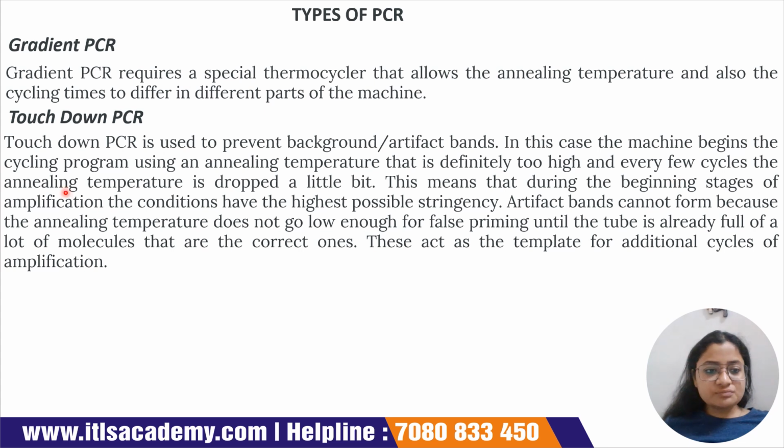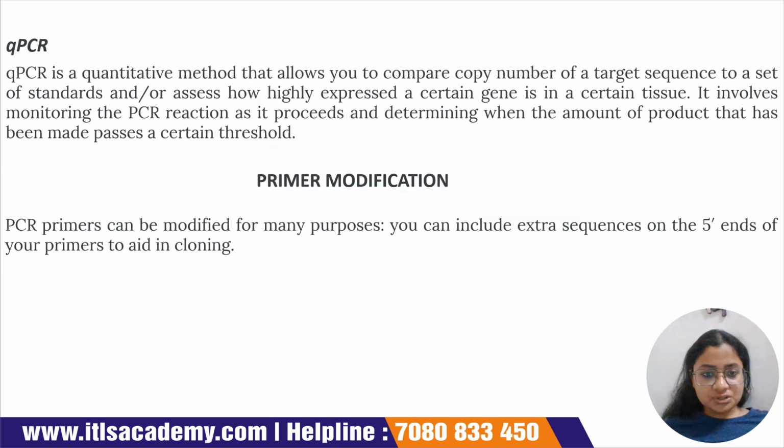In this case, the machine begins the cycling program using an annealing temperature that is definitely too high, and every few cycles, the annealing temperature is dropped a little bit. This means that during the beginning stages of amplification, the conditions have the highest possible stringency. Artifact bands cannot form because the annealing temperature does not go low enough for false priming until the tube is already full of a lot of molecules that are the correct ones. These act as the template for additional cycles of amplification.